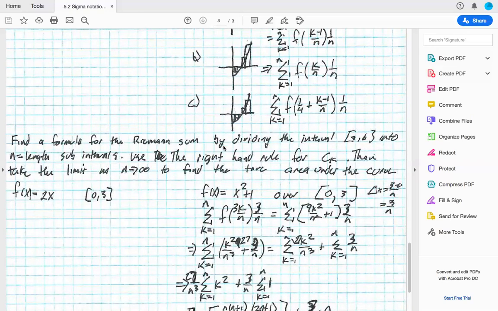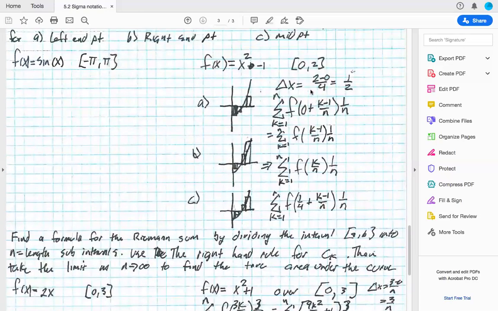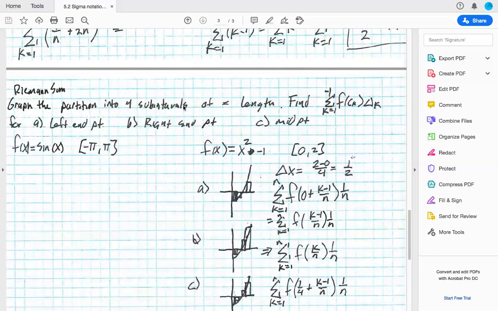Now, the last thing we're going to do here is we're going to find a formula for the Riemann sum by dividing the interval AB into n length subintervals. You're going to use the right-hand rule for C sub k. So really, even though we were going to use 4 subintervals up here, I used n instead. Sorry about that. So if we were using n subintervals, this would be 2 minus, well, I guess I screwed that up a little bit, because that would be not really 1 over n. That would be 2 over n.